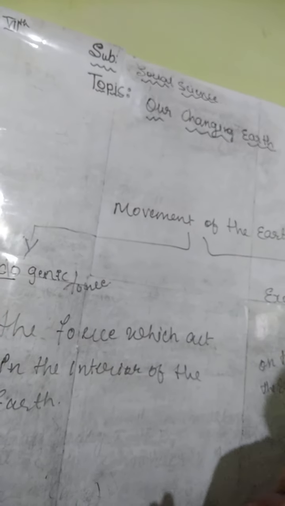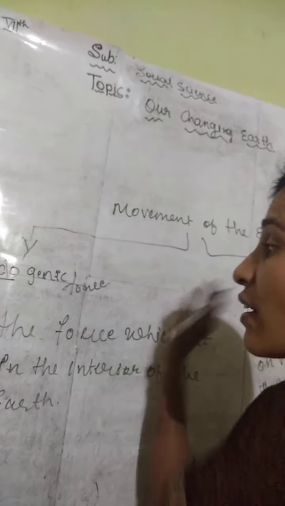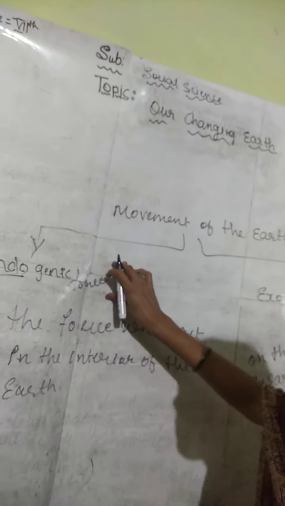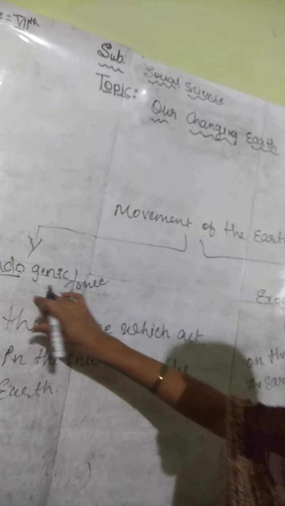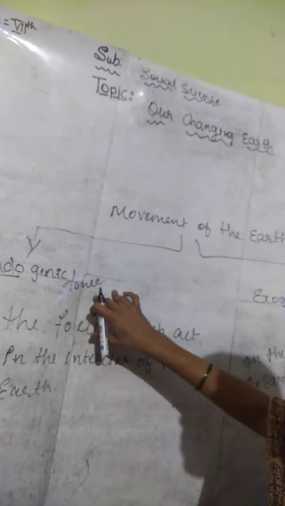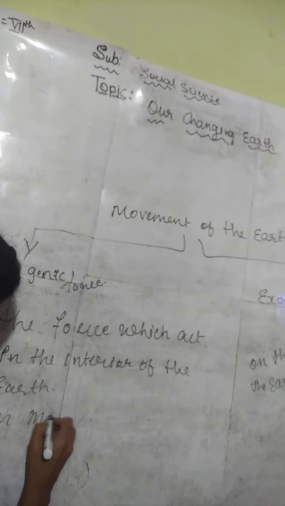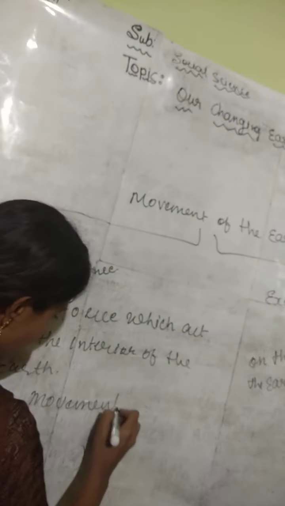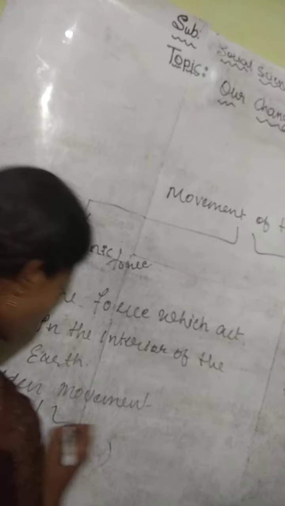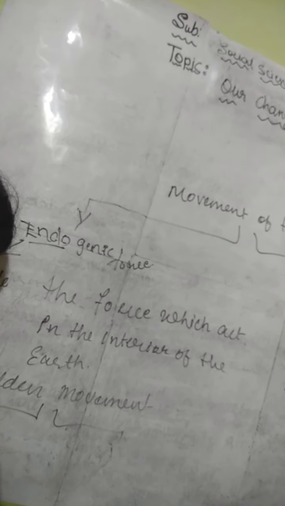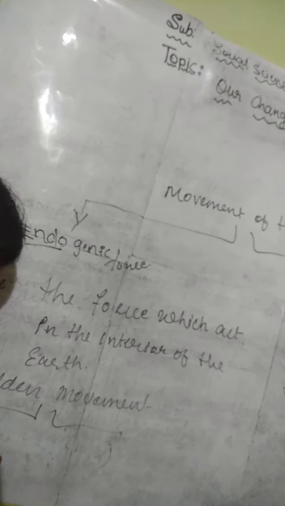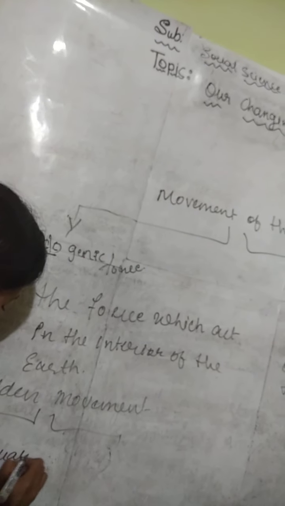In the endogenic forces we will see some sudden movements and some slow movements. For example, sudden movements are earthquakes and volcanoes.